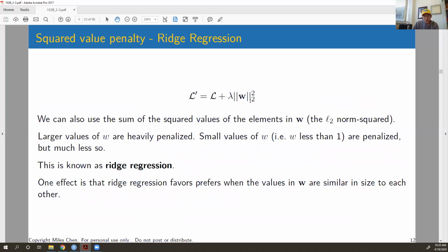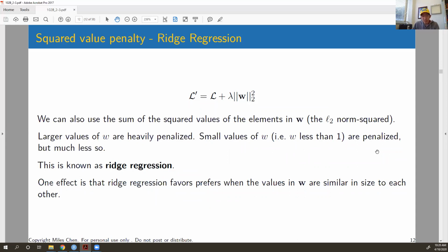We can also use the L2 norm, which is the sum of the squared values of the elements of W. You take this vector W, your vector of coefficients, square each of the elements and add them all together. This has the effect that the larger values of W are more heavily penalized, and smaller values of W, values less than 1, still count as part of your complexity factor, but are penalized much less. Once you go below 1 and you square it, it actually gets even smaller.